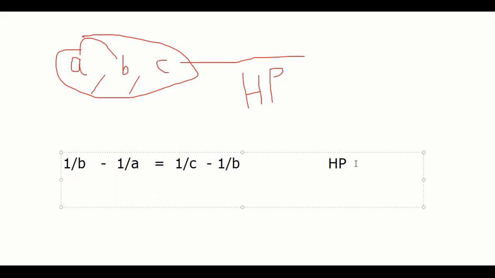And in AP, what do we do? B minus A should be equal to C minus B, like this. This is what happens in AP. That's the only difference. So in HP it is the reciprocal, and in AP it is the direct terms. Exactly. HP means difference of reciprocal of the terms. That is HP.